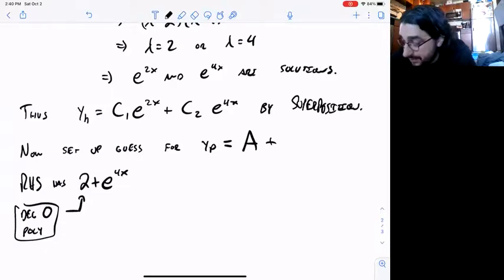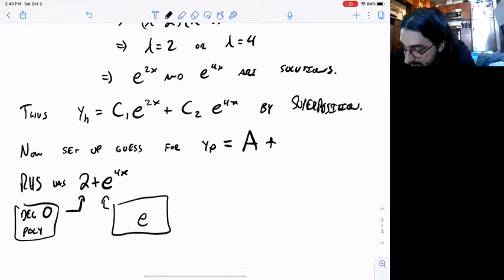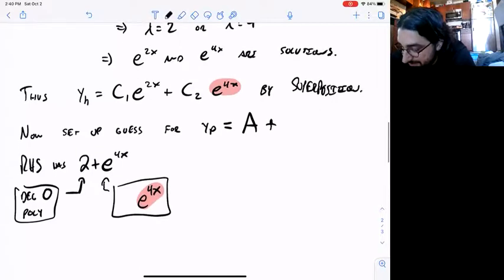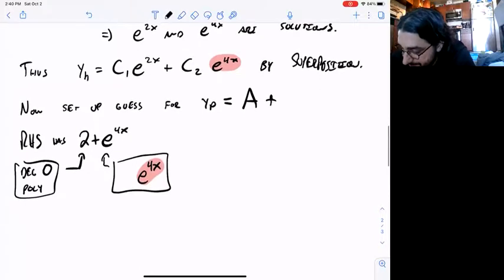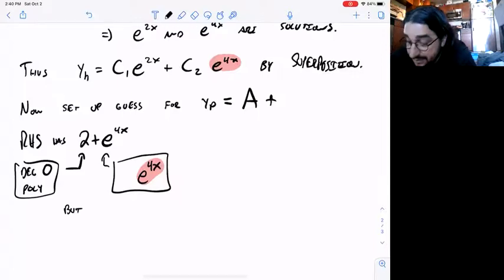Now, what other terms do I need? I also need something for this e to the 4x, right? So here I see an e to the 4x. So this would tell me to guess what? It would tell me to guess a term that looks like e to the 4x. But here's the problem. This already lies in the homogeneous solution.